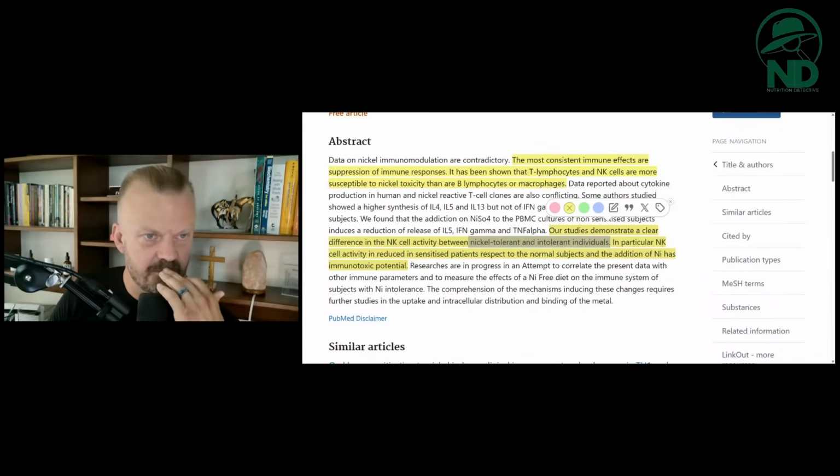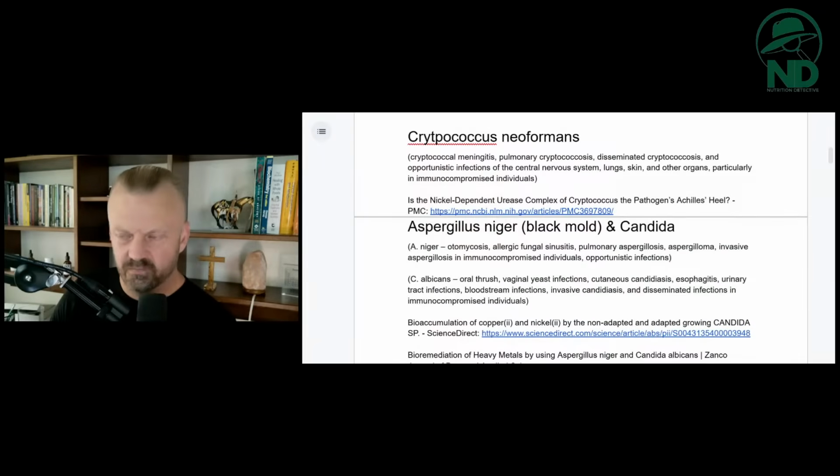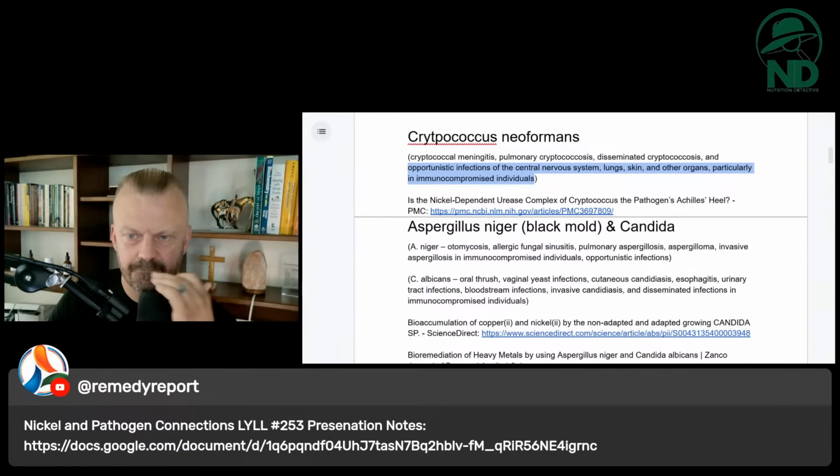Let's move this to a new window. And here we go. Cryptococcus neoformans, so I wanted to hit on this so you guys can hear the diseases that go along with this. This is just a basic list. So Cryptococcus neoformans, this is a fungus. We got meningitis. There's lots of lung stuff with this. Disseminated cryptococcosis, so just fungal stuff everywhere. Opportunistic infections of the central nervous system, lungs, skin, and other organs, particularly in immunocompromised individuals.